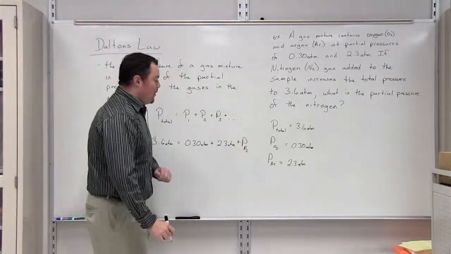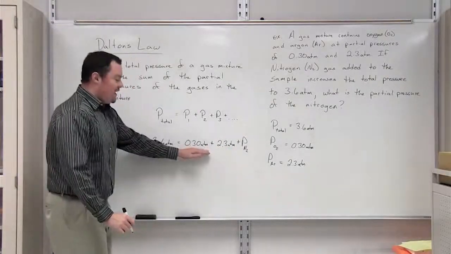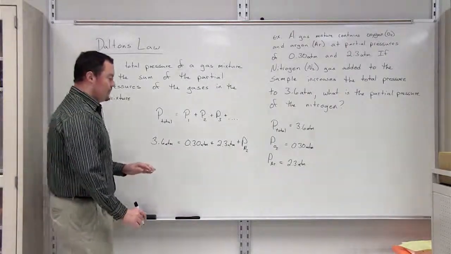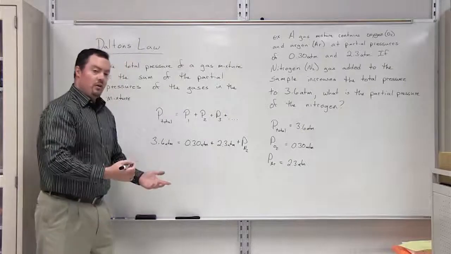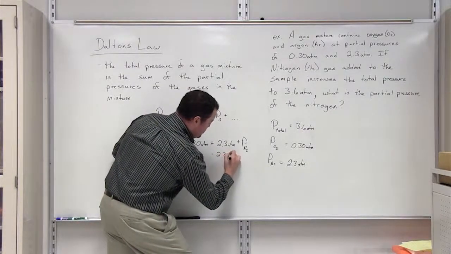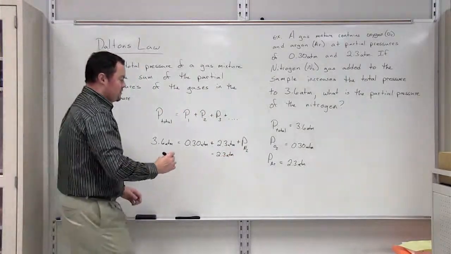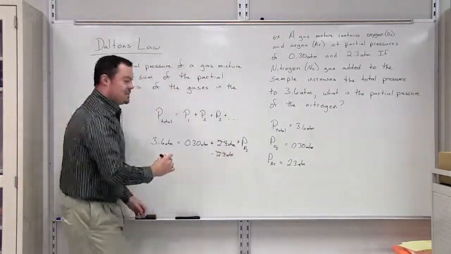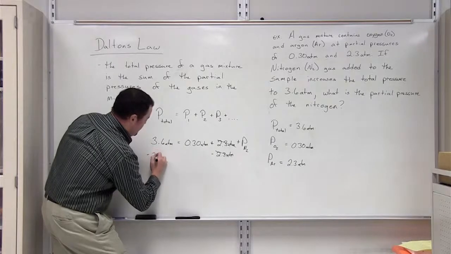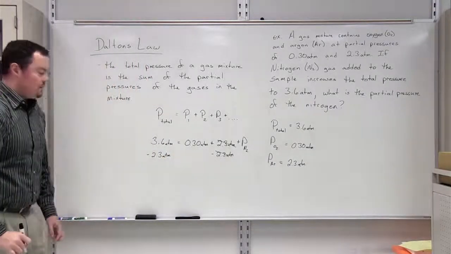In order to solve for the partial pressure of the nitrogen gas, we need to move the 2.3 and the 0.3 over to the left side of the equal sign. In order to do that, since we're adding 2.3 atmospheres on the right side, we can subtract 2.3 atmospheres, and those will cancel out. But what we do to one side, we have to do to the other side, so we're going to subtract 2.3 atmospheres from the left side as well.